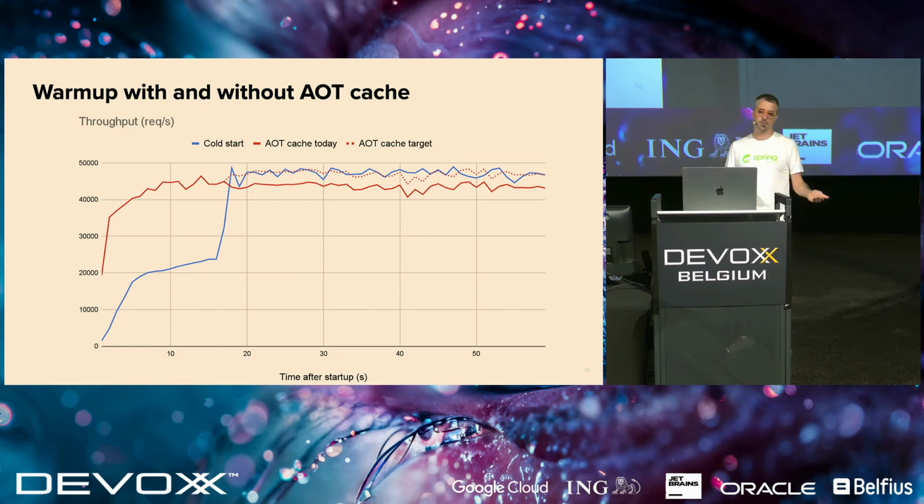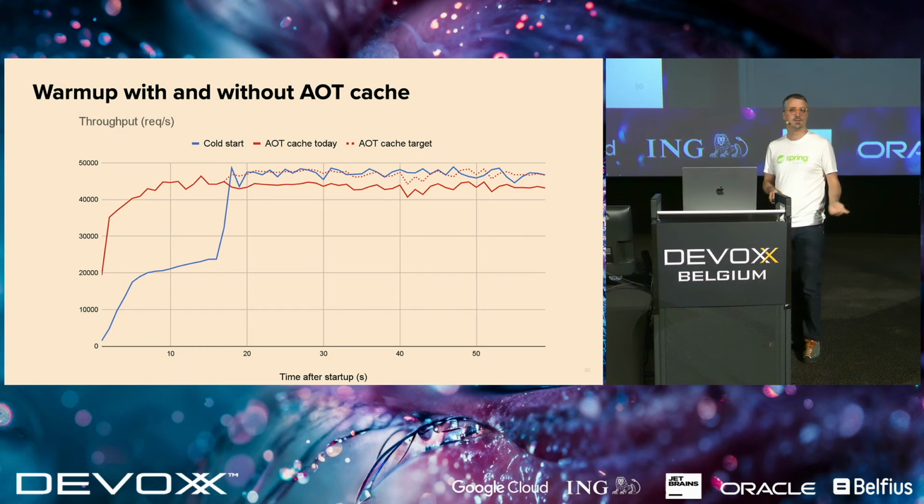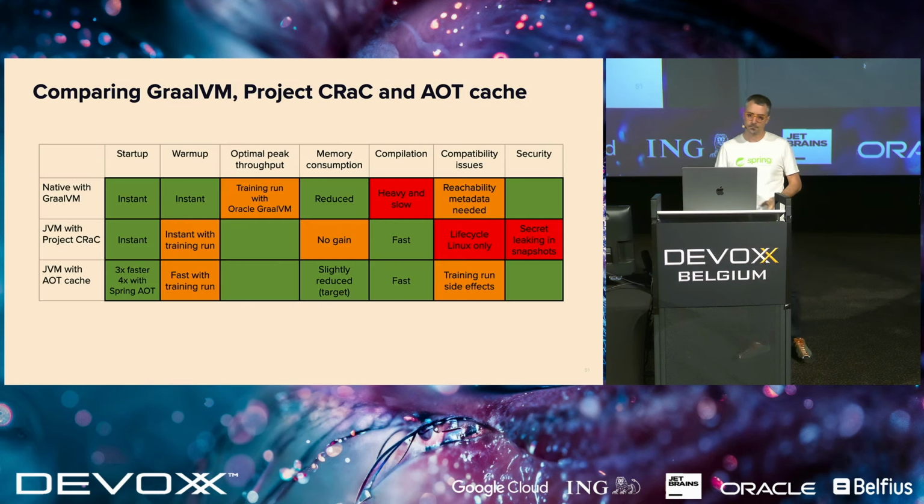With the AOT cache, we can see that instead of starting from the interpreted mode that is pretty slow, we are starting from a pretty nice level of warmness, and in just a few seconds I'm able to reach peak performance. You may notice that the peak performance plateau of AOT cache is slightly lower than the regular JIT, but that will be fixed. That's just a temporary glitch, and the Project Leyden team has confirmed that in a few weeks or months, the AOT cache version will be at the same level as the blue line plateau, so no drawback in using AOT cache.